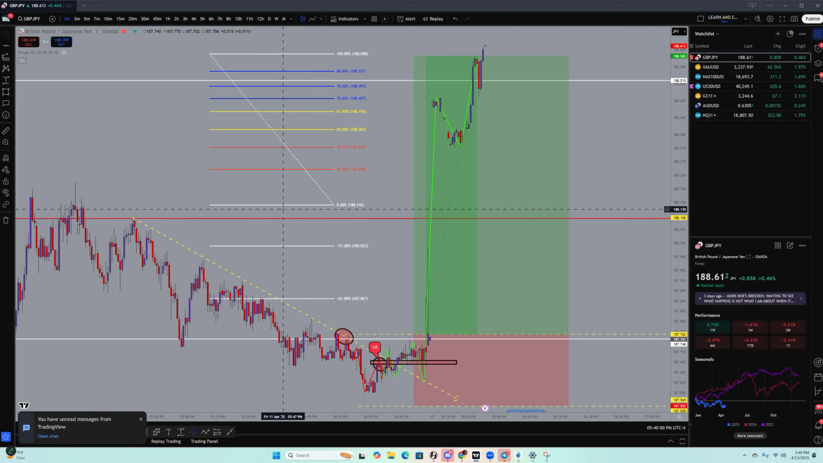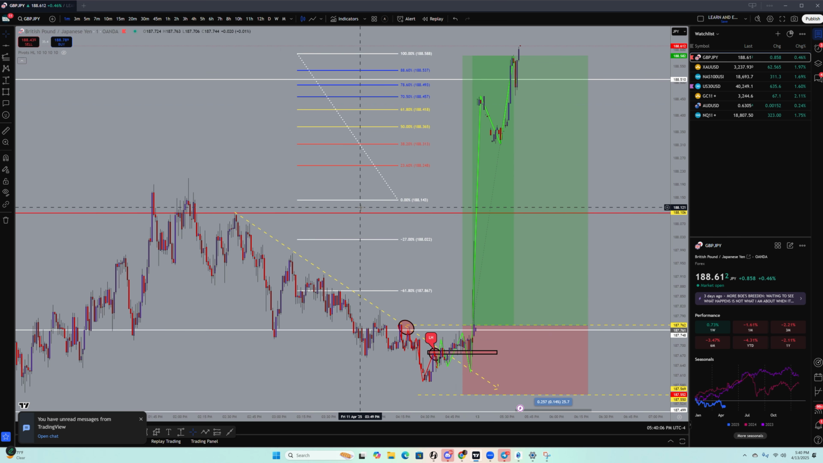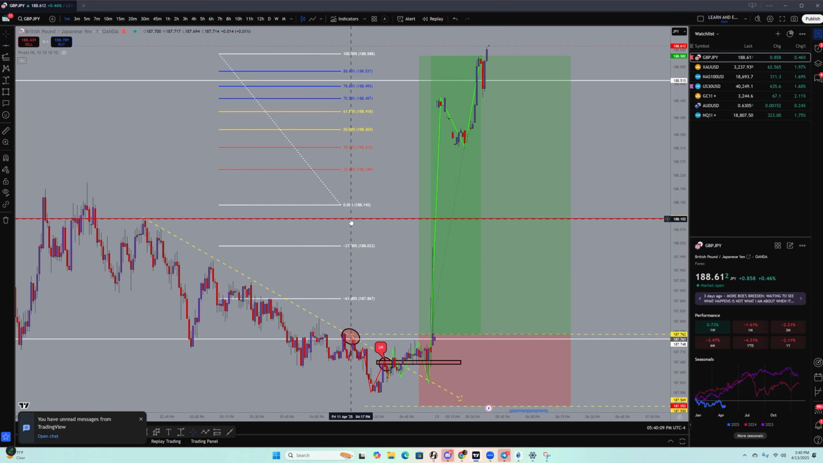So we got market structure, trend lines, zones, QPs, and everything of the such. Those are pretty much my pre-market conditions, making sure that I understand what I'm looking at with the technicals and letting the technicals speak to me so that I'm able to sit on my hands.